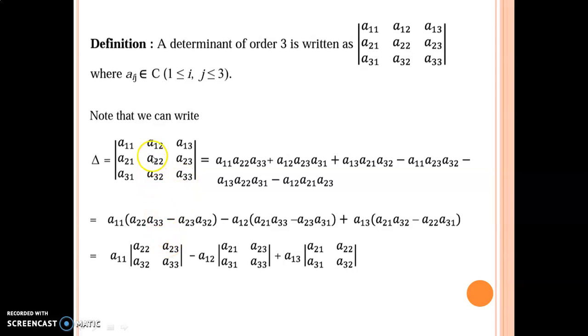Next, we'll move to the second entry in the first row, that is A12 entry. Again, leaving the remaining entries in the first row and in the second column, we'll write the subdeterminant A21 entry, A23, A31 and A33. And we'll subtract this term from the previous term. Next, we'll take the A13 entry in the first row and solve the remaining subdeterminant and add it in the previous value. On solving this, we'll get the value of the determinant.